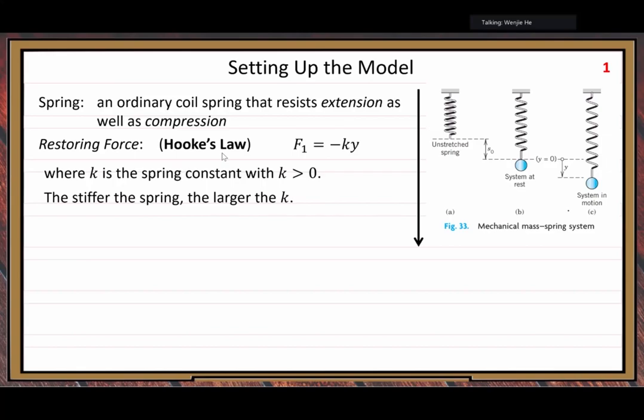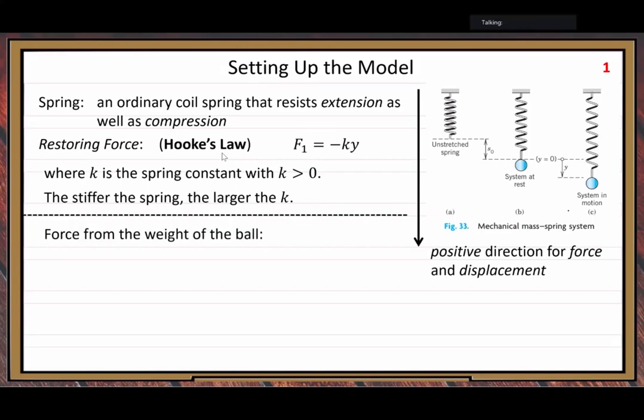But if you compress upward, then the resistance force goes down, the opposite direction. So that's the positive direction for both force and displacement. The displacement y, we also use this as the positive direction, and force also.